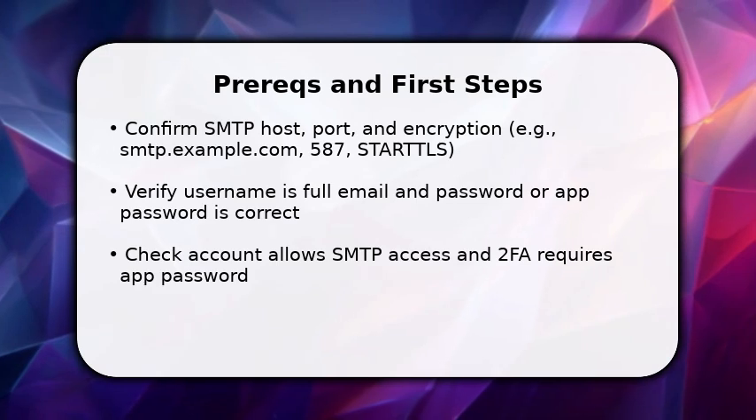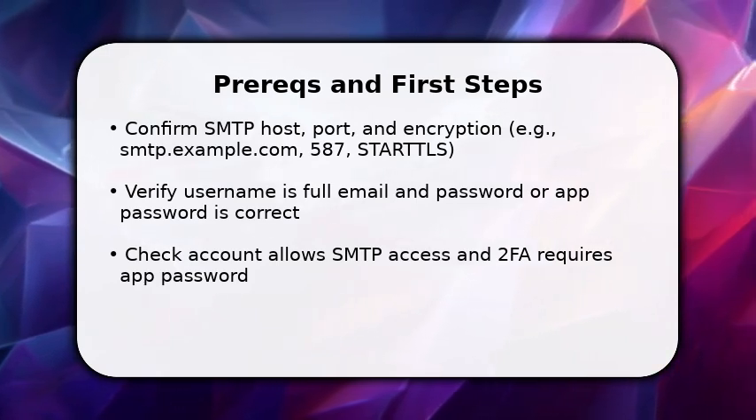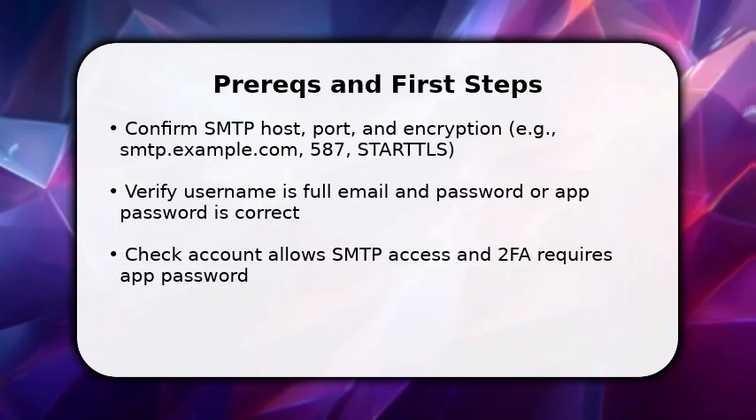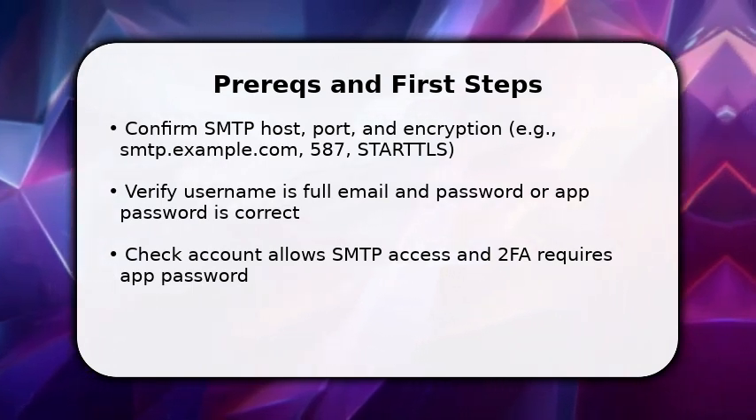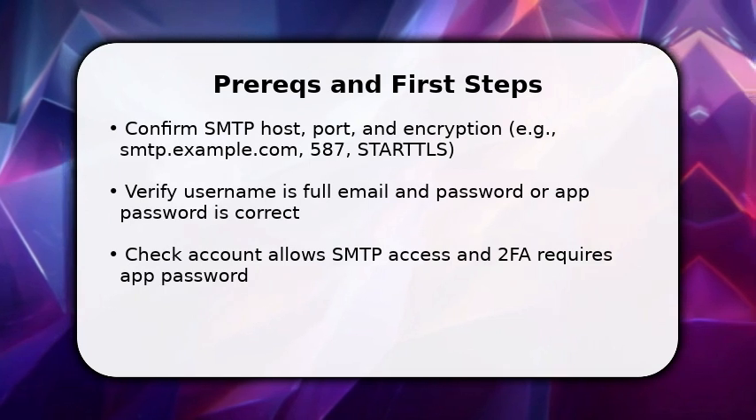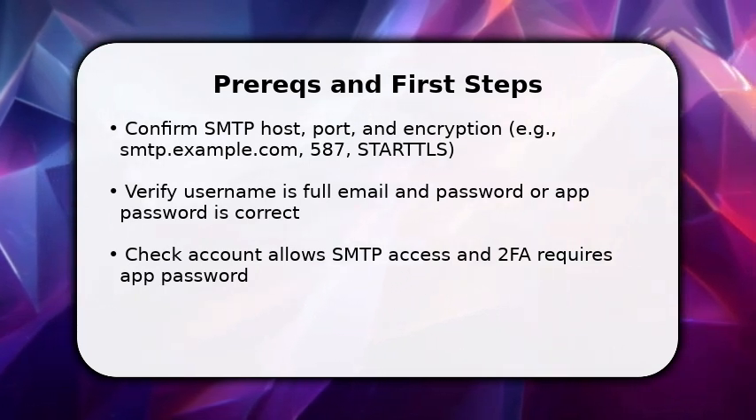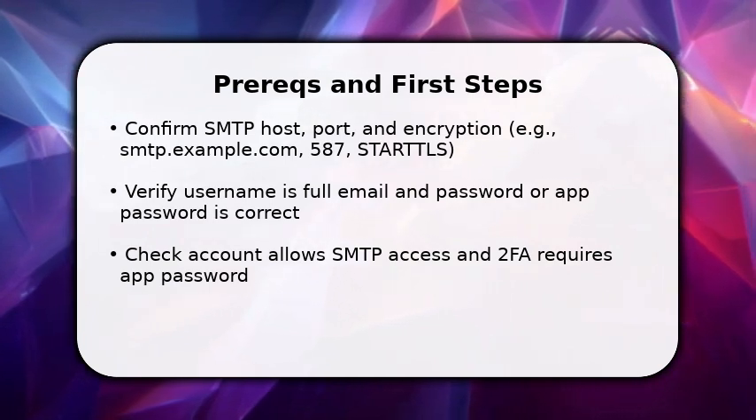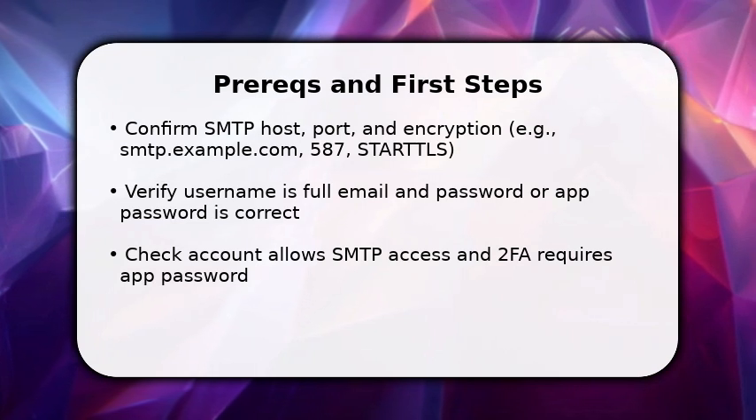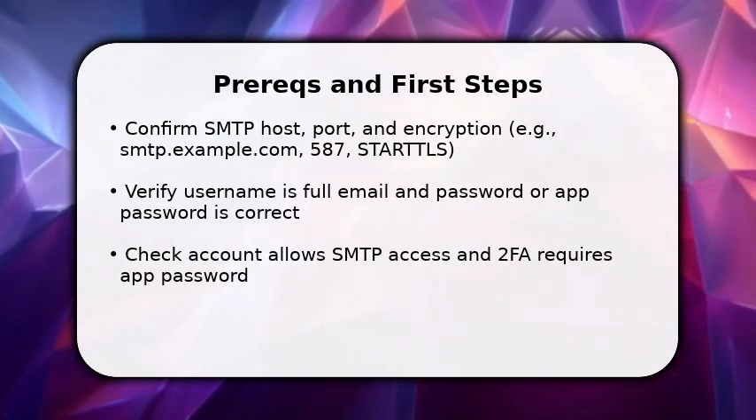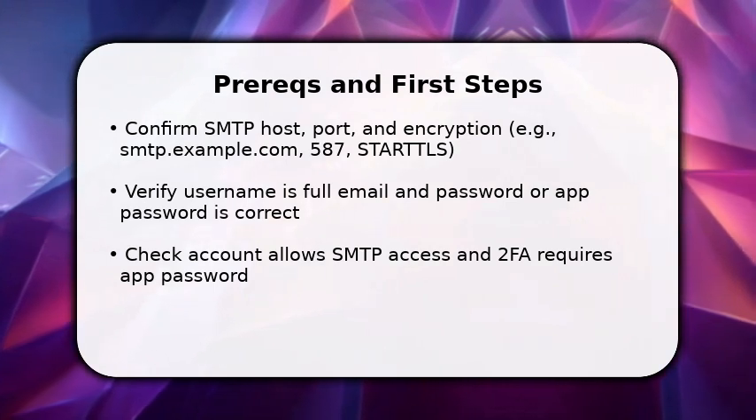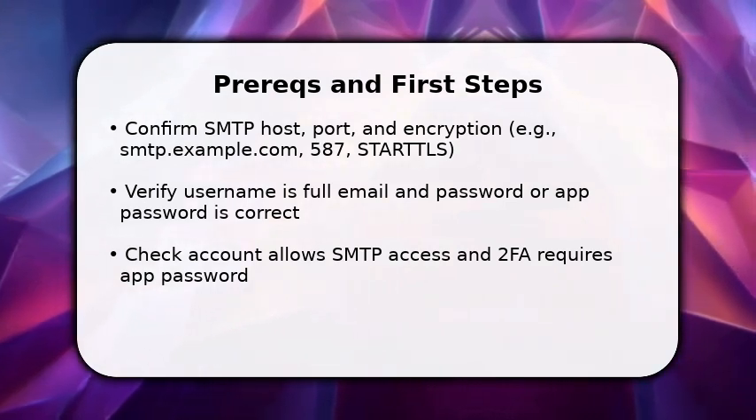You start by verifying prerequisites. Confirm the SMTP host, port, and encryption method so the server matches your client. Next, enter the exact username as the full email address and use the account password or an app password if two-factor is enabled. Once done, make sure SMTP access is permitted in the account settings. Some providers block it by default. These checks eliminate the most common authentication mismatches before deeper troubleshooting.